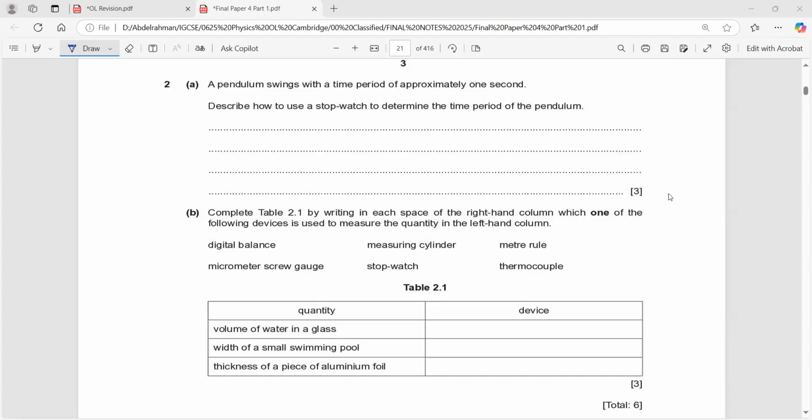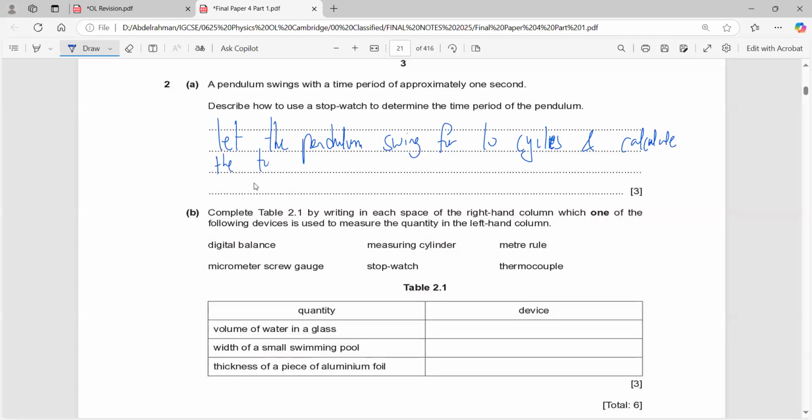Let's write it down. Let the pendulum swing for 10 cycles and calculate the total time taken using the stopwatch, then divide the total time by the number of oscillations, or cycles.